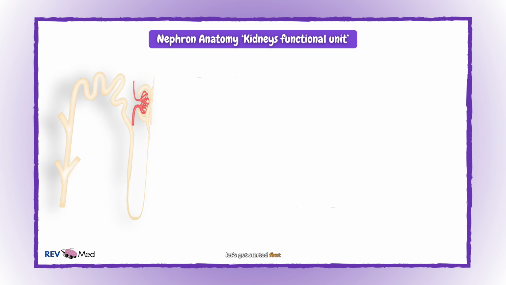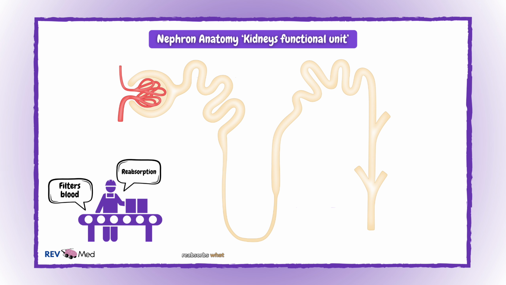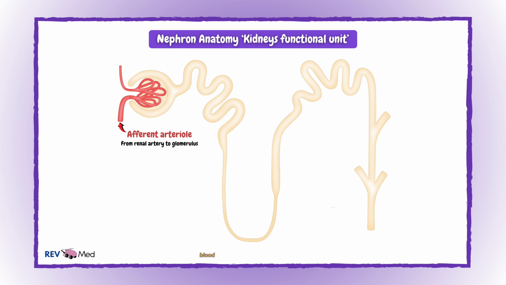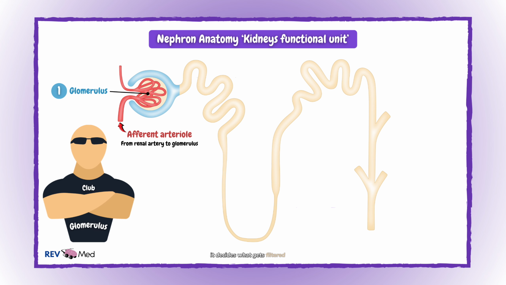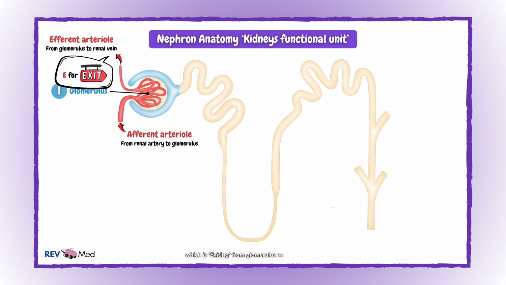Let's get started. First, let's break down the nephron, the kidney's functional unit. Think of it as a tiny factory that filters blood, reabsorbs what the body needs, and excretes the rest. Here's how it works. Blood flows into the kidney through the afferent arteriole. That's the A for arriving, from the renal artery and into the glomerulus, where filtration happens. The glomerulus is like the bouncer at a club. It decides what gets filtered out and what stays in the blood. Here's the efferent arteriole, which is exiting from glomerulus to the renal vein.